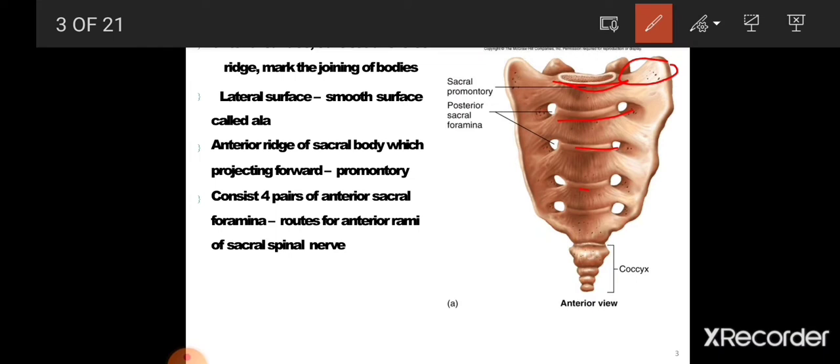It consists of 4 pairs of anterior sacral foramina. As we can see, there are 4 foramina, 1, 2, 3 and 4. These are the anterior sacral foramina. Since they are found on the anterior surface, they are known as anterior sacral foramina, and they provide a route for the anterior rami of the sacral spinal nerves.